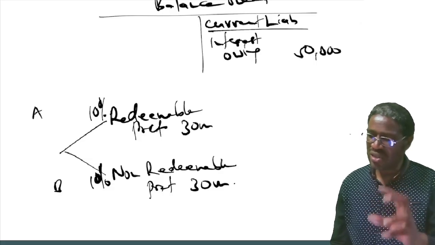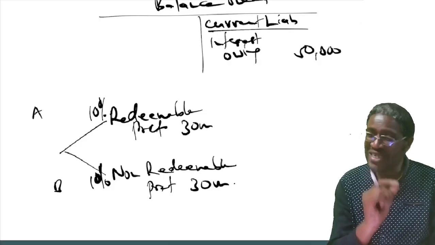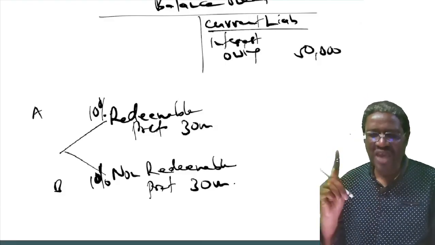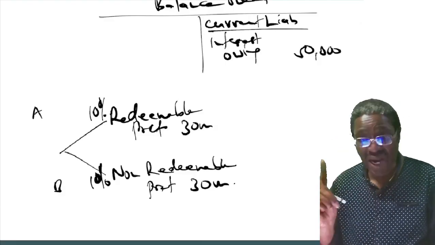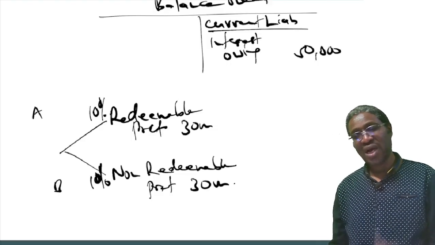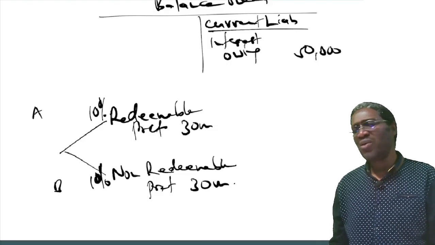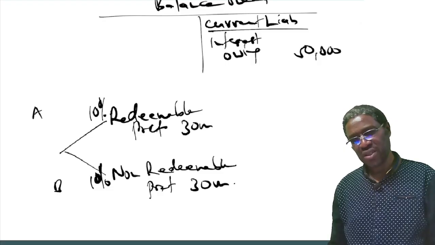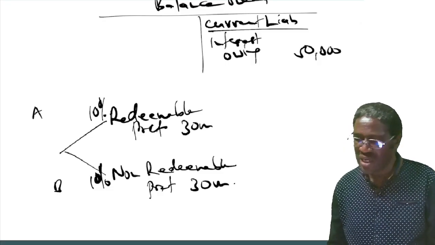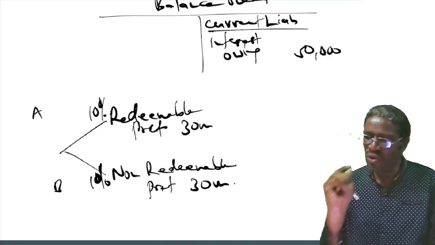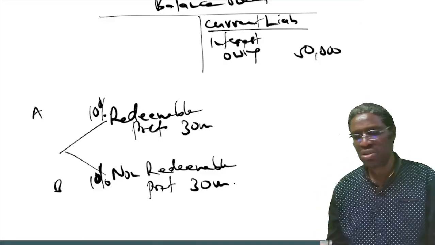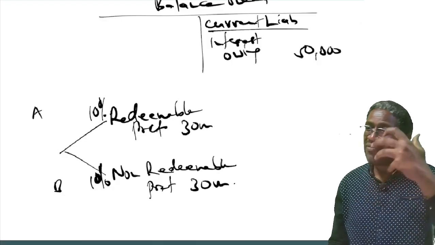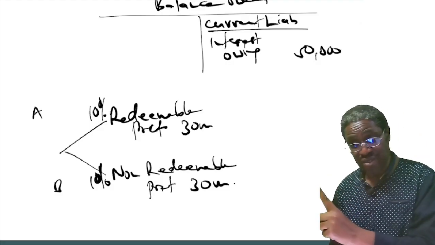Meaning, that company A, 10 years ago when they were issuing the redeemable preference share, knew a time will come when we shall pay back the 30. Company B, when they were issuing the 10% non-redeemable preference share, 10 years ago still, does not have or did not have any obligation to buy back. It's non-redeemable. They don't have any obligation to pay back.